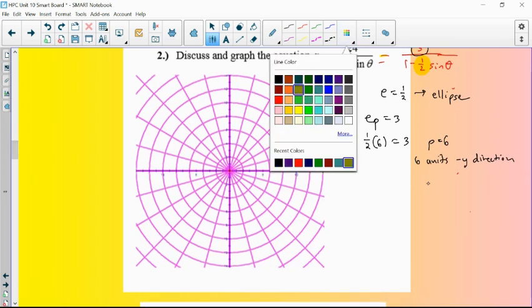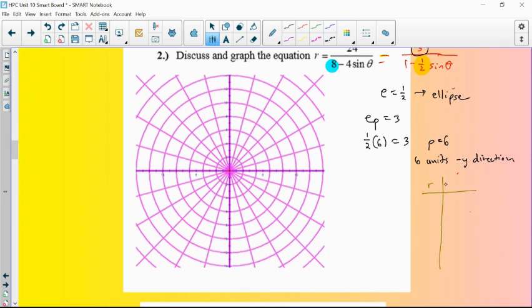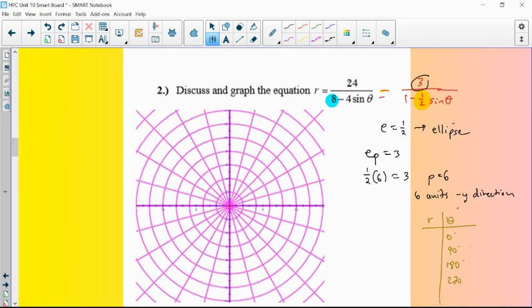So we'll pick r and theta, and we'll pick 0, 90, 180, and 270. When we put in 0, it doesn't really matter which equation you use. I think sometimes it's easier to use the original equation. Sine of 0 is 0, so we get 24/8, which is a radius of 3. Take 90: sine of 90 is 1, so I get 8 minus 4, which is 4. So 24 divided by 4 is 6.